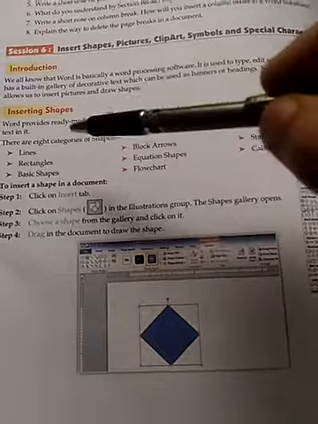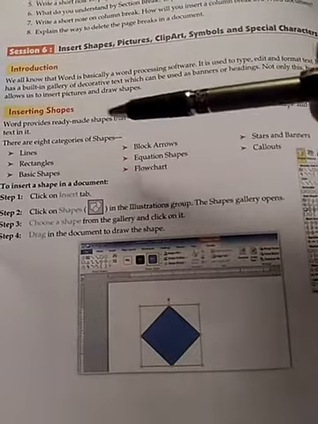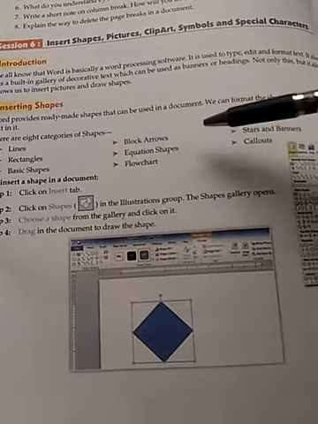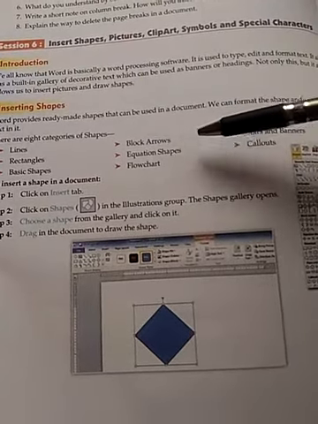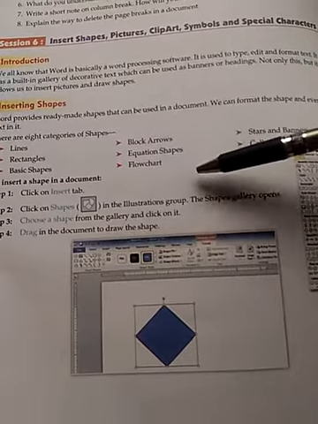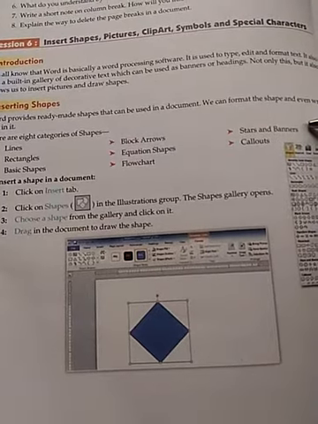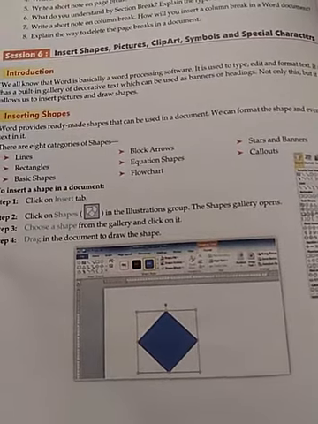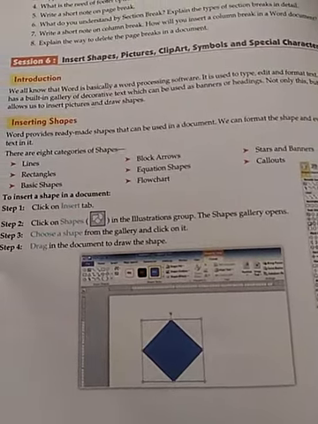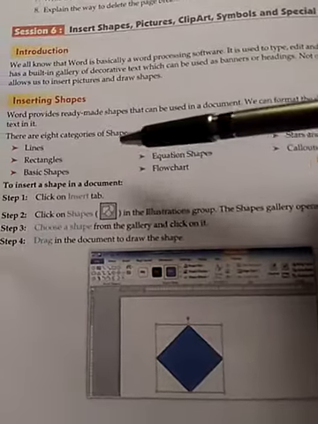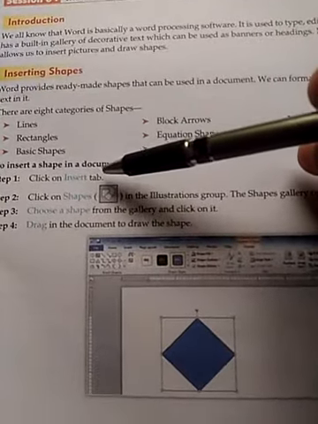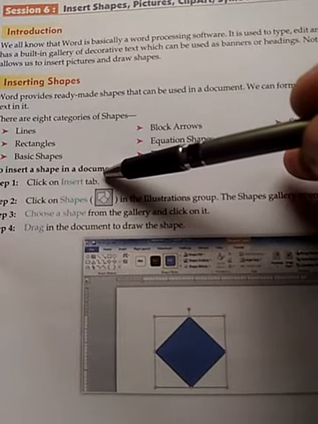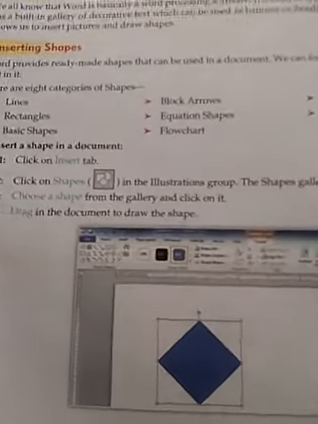There are 8 categories of shape, that is line, rectangles, basic shapes, block arrows, equation shapes, flowchart, star and banners, callouts. If you want to insert any of the shape in your document, then first you need to click on the Insert tab. On the Insert tab, you will find the option Shape, like here.